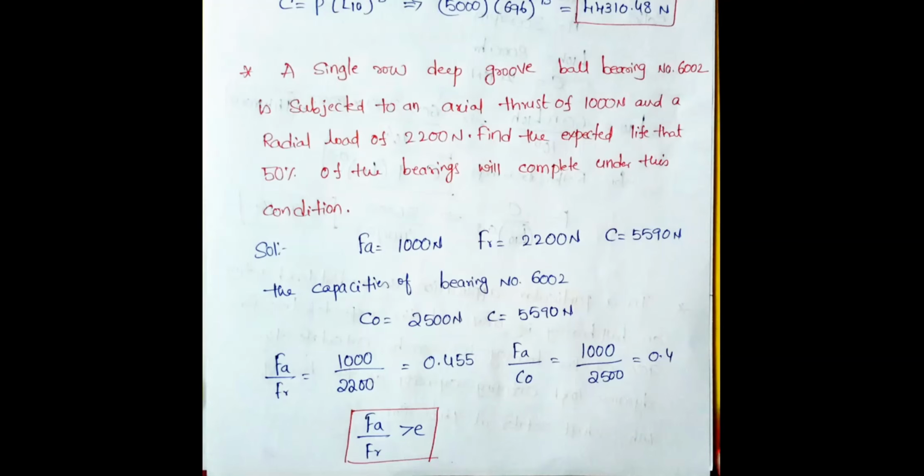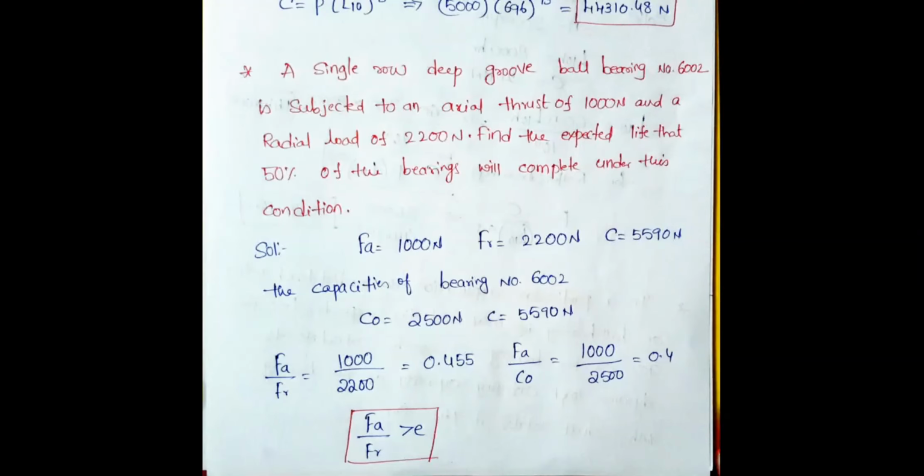Just slightly they will vary from textbook to textbook. The C naught value and C value will vary from textbook to textbook. Please pick your values as easily as available in your data book. No problem.